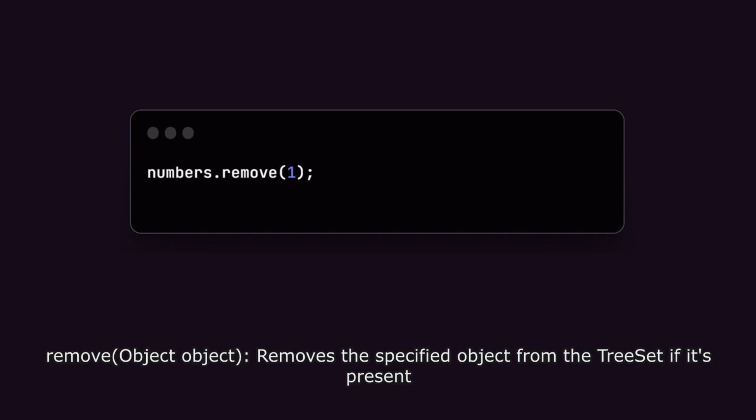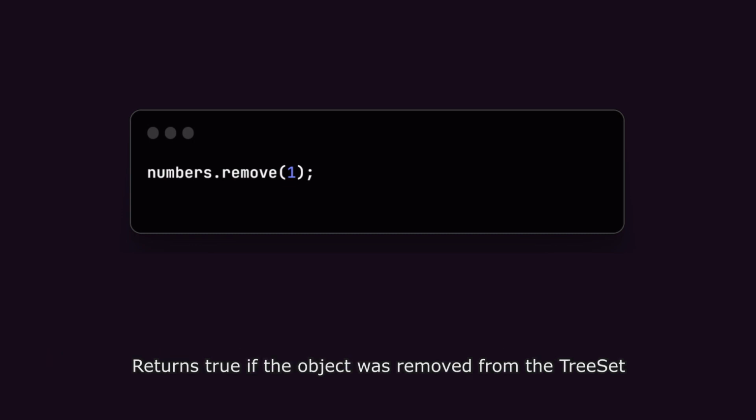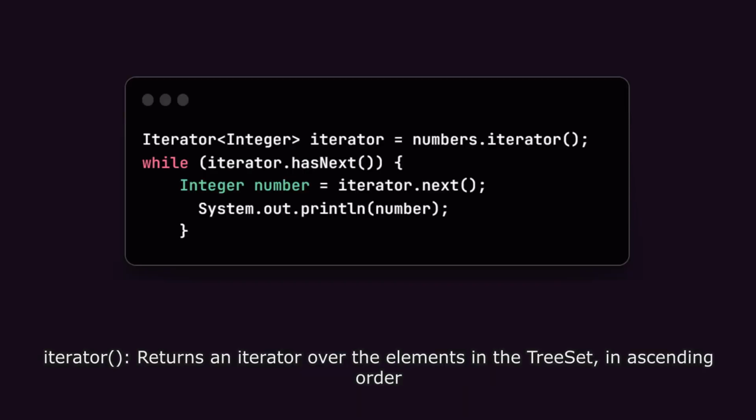5. remove(object) removes the specified object from the TreeSet if it's present. Returns true if the object was removed from the TreeSet. Otherwise, it returns false. 6. iterator() returns an iterator over the elements in the TreeSet in ascending order.